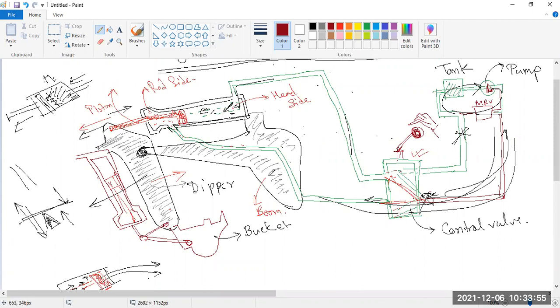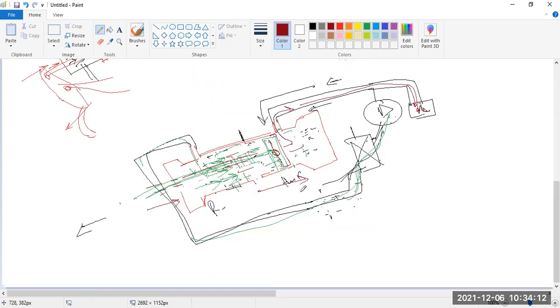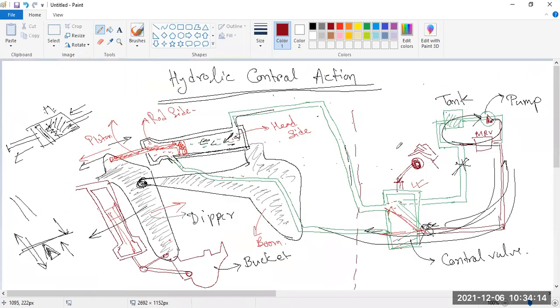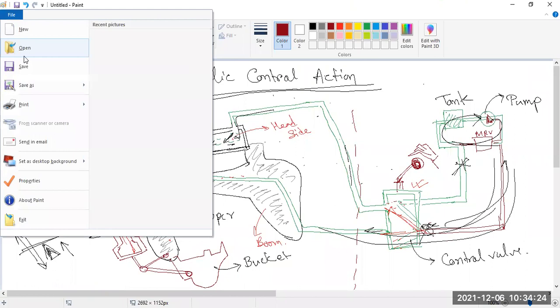Otherwise, I think, have you any confusion about this portion? Just this portion, spool valve, I will explain now. Within 2 or 3 minutes I will explain. Okay, I am going for this spool valve. This is the control valve, or this is called the spool valve. If you go for the construction, I am now going for the new.